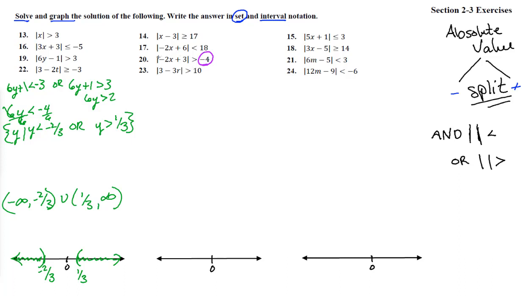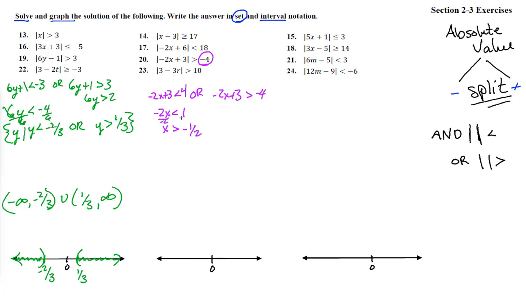We could just look at this from the beginning and say, hey, this is a positive number bigger than negative 4, so it will always work. But let's do it slowly and by hand, and we'll see what happens. This is negative 2x plus 3 is greater than negative 4, or negative 2x plus 3 is less than the opposite of this, which is 4. And we get, subtract 3, negative 2x less than 1. Divide by negative 2, remember, switch the sign, x is greater than negative 1/2.